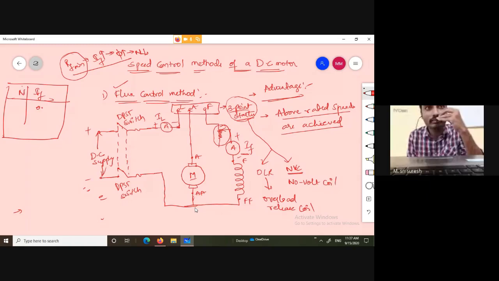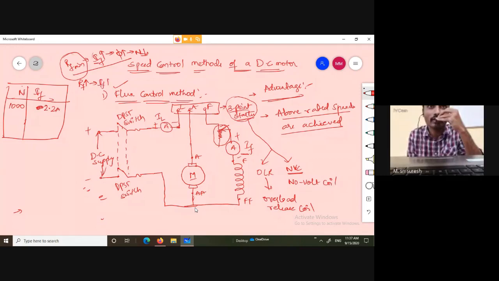Suppose the field current is 2.2 amperes. Why? Because at starting, field current is maximum. The corresponding speed value is low, that means 1000 RPM. This is the low value. This is the RF minimum. Now increase the resistance.